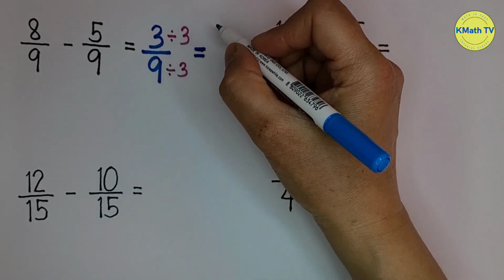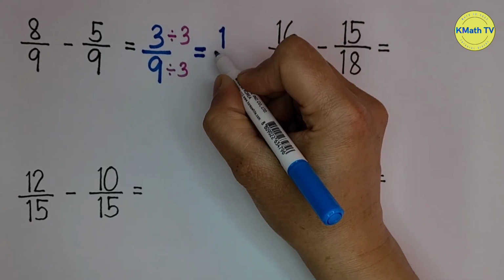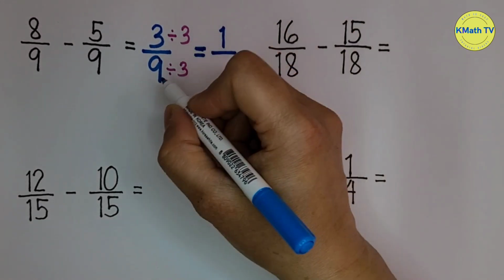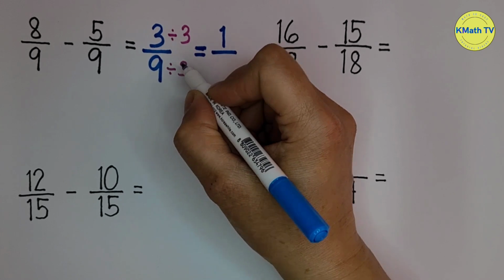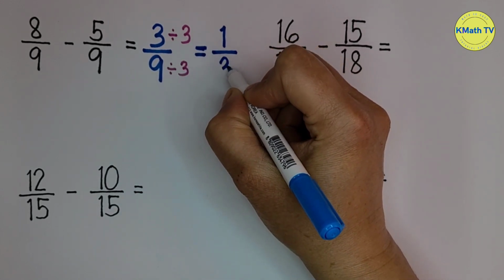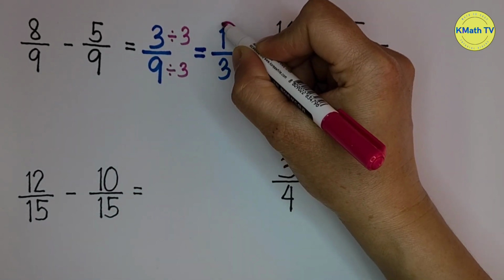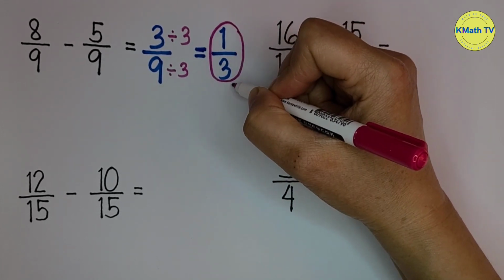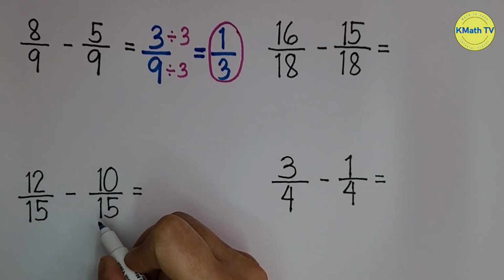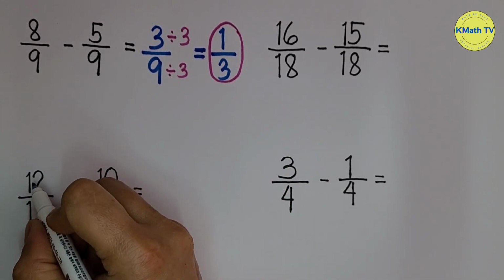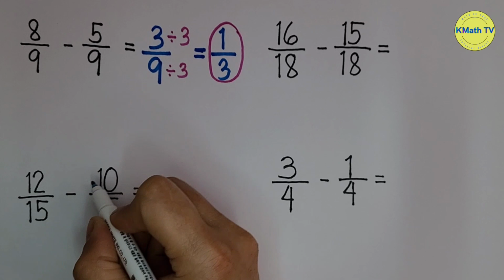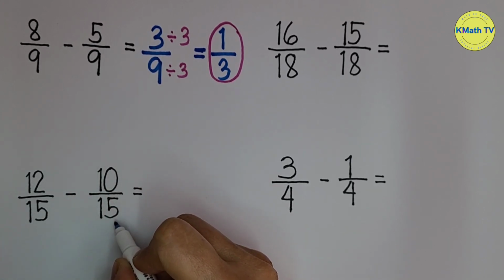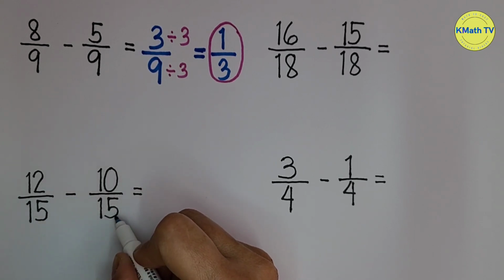3 divided by 3 equals 1. 9 divided by 3 equals 3. Okay, the answer is 1/3. Next, let's subtract 12/15 minus 10/15. Okay, the denominators are the same, so we can subtract immediately.